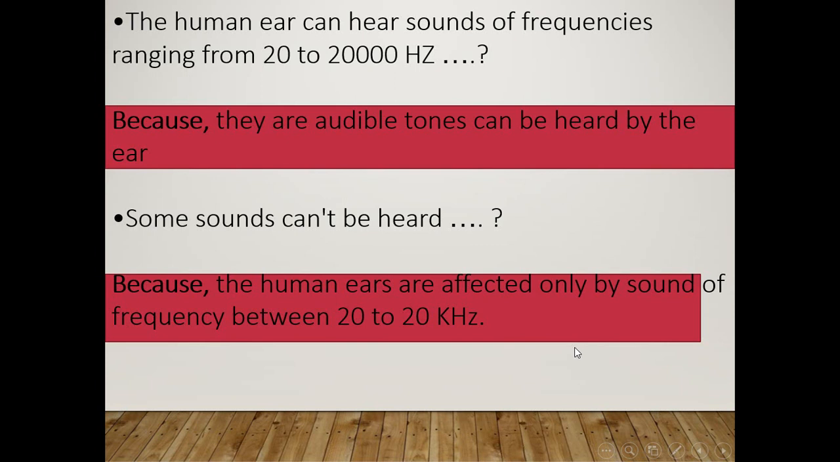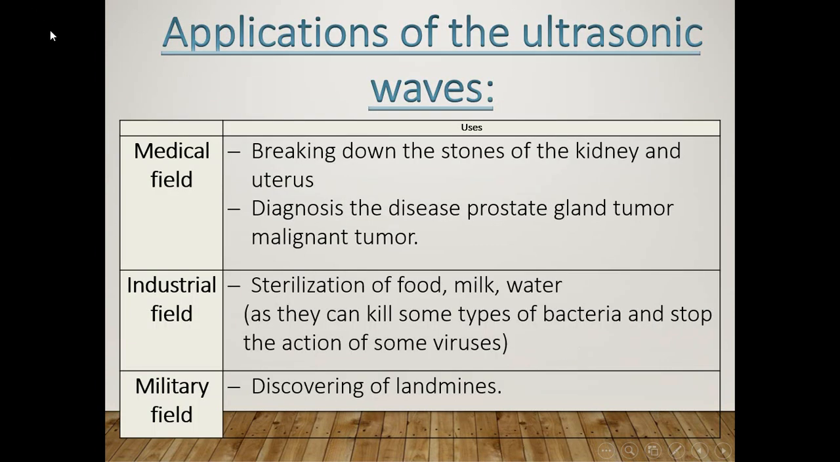Applications of ultrasonic waves. Ultrasonic waves can be used in many fields, such as the medical field for breaking down stones of the kidneys and uterus, and for the diagnosis of diseases such as prostate gland tumors or malignant tumors. All of this is used to determine some diseases. They can also be used in the industrial field for the sterilization of food, milk, or water, because ultrasonic waves have the ability to kill some types of bacteria and stop the action of some viruses. Also, they can be used in military fields for discovering land mines.